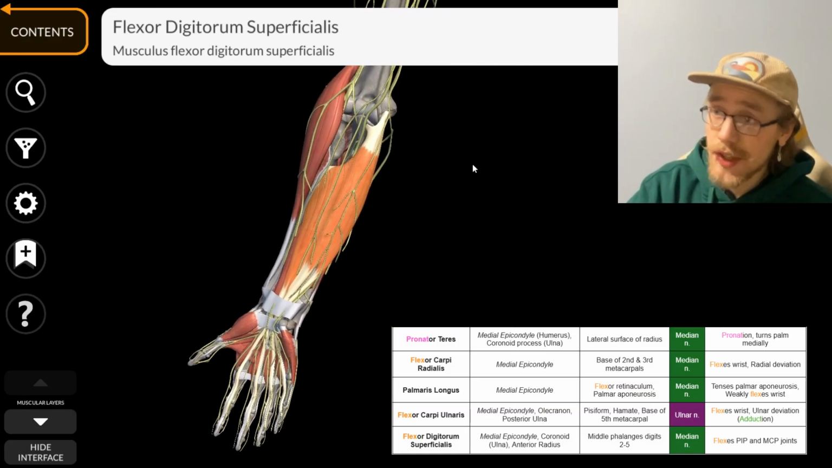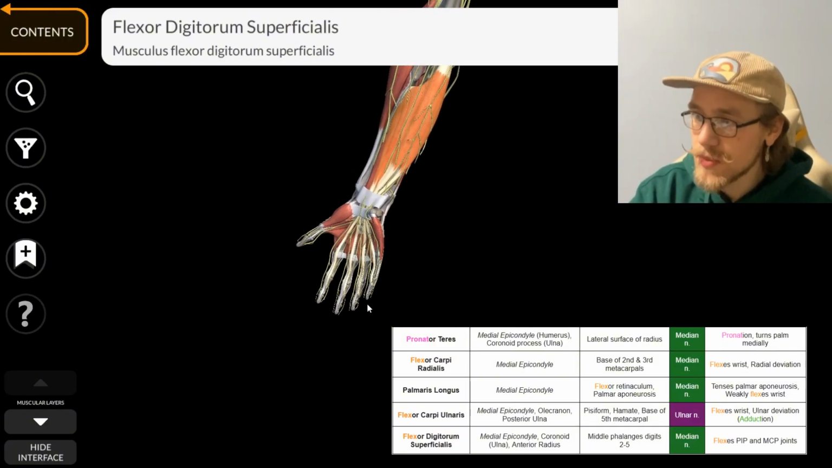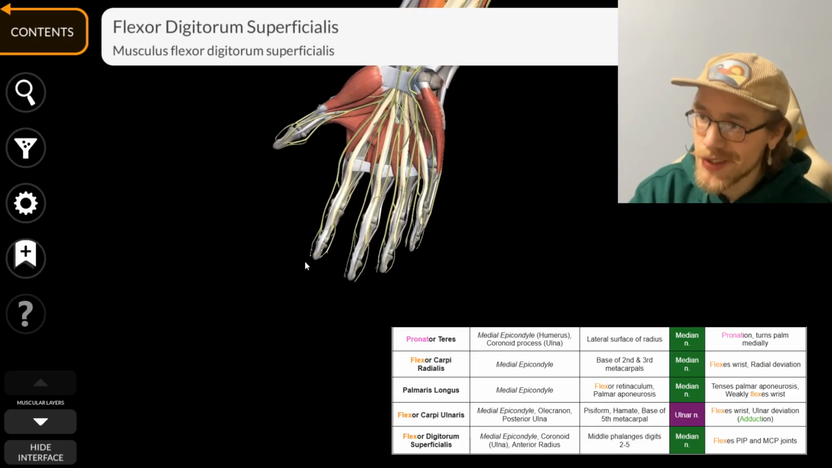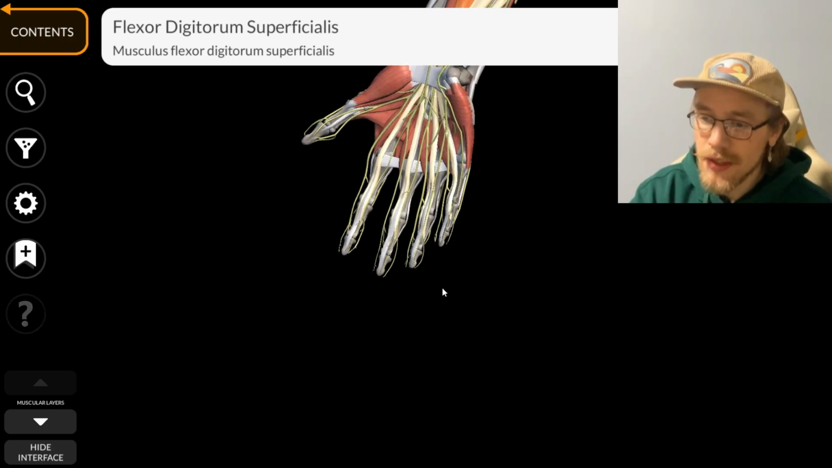If you can imagine, flexor digitorum is going to flex your digits. That's what it does. It flexes the PIP, the proximal interphalangeal joint, and the MCP, the metacarpal phalangeal joint. So, boom, boom, you got it. On to the next. Real fast, just a way to help you remember these muscles.